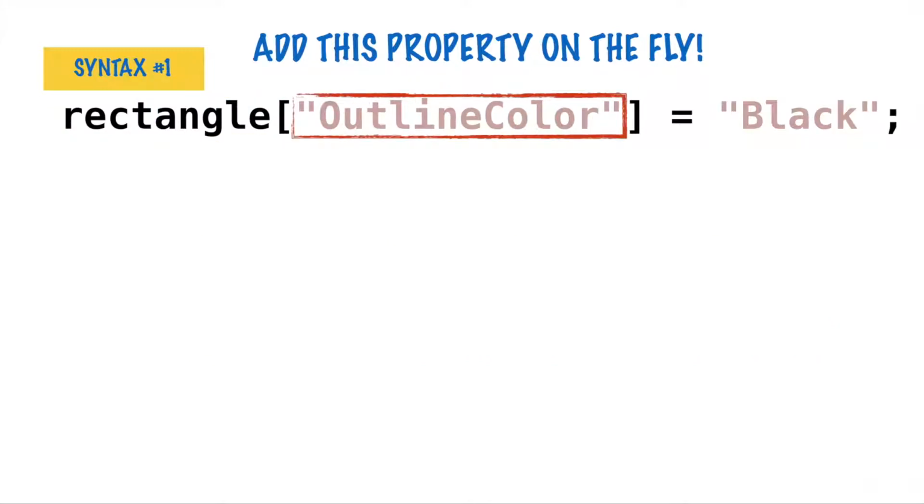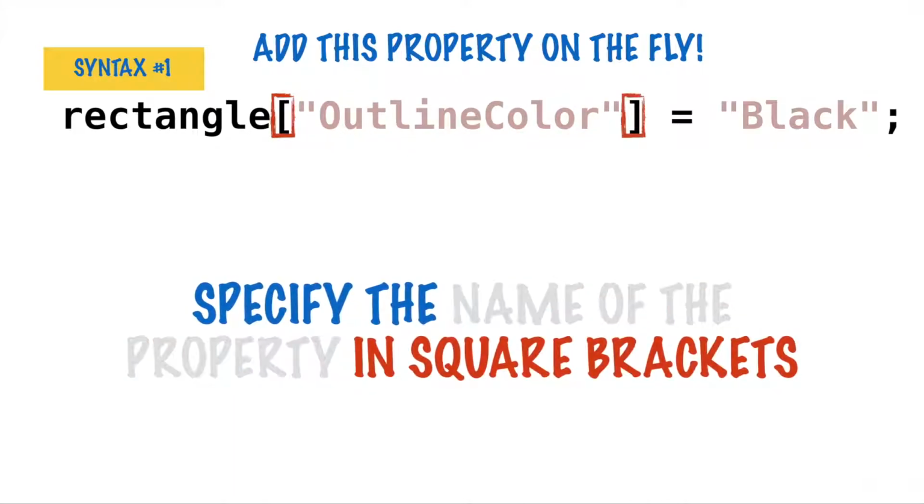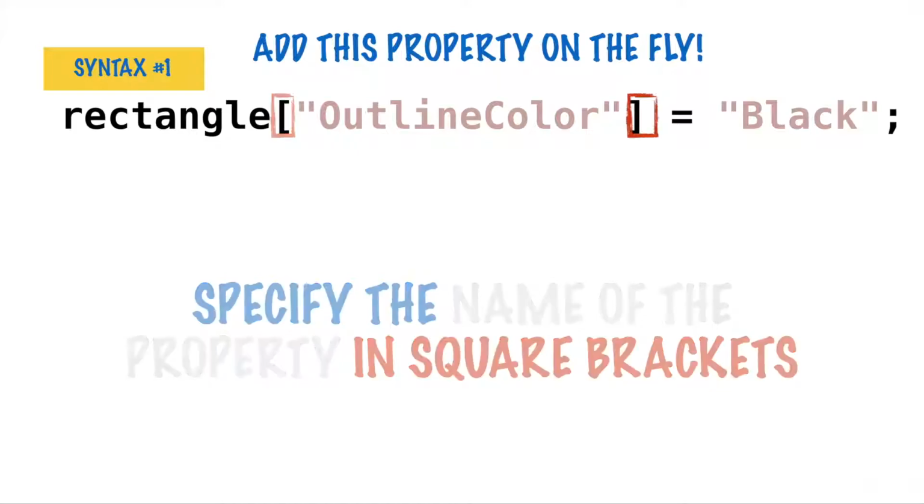Specify the name of the property that you want to add to this object in square brackets. Outline color is the name of the property that you want to add to the rectangle object. It's specified in square brackets, just like you can see on screen. Note the square brackets that surround the property name. So use the square brackets and place the property name inside the square brackets.